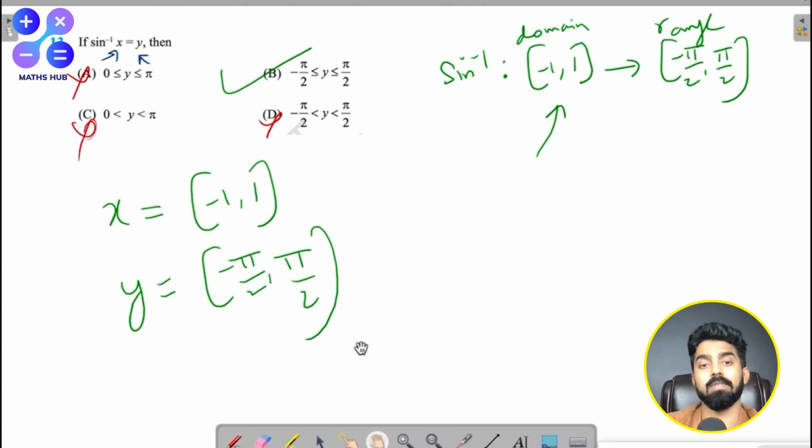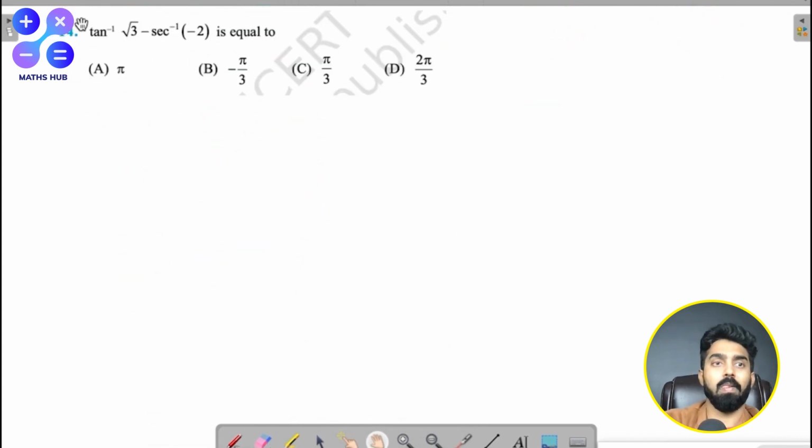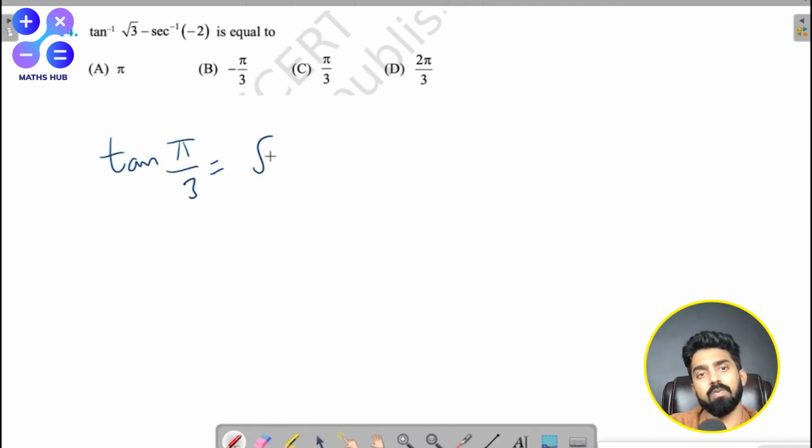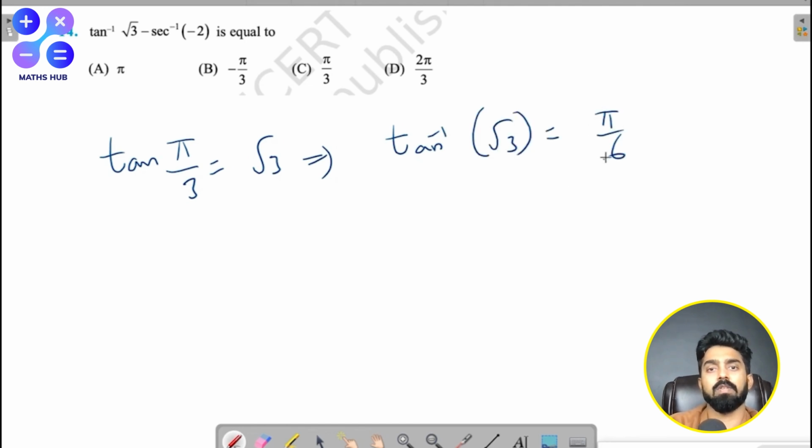That's why you need to remember. This exercise is all about making you remember the domain and ranges of the principal ranges of the inverse trigonometric functions. Great. So now let's look at this question. Tan inverse of root 3 minus secant inverse of minus 2. Again, basic question. So tan of what is root 3, right? So tan of pi by 3 gives you root 3. So this means tan inverse of root 3 is equal to pi by 3.